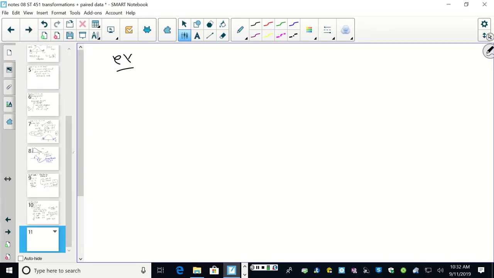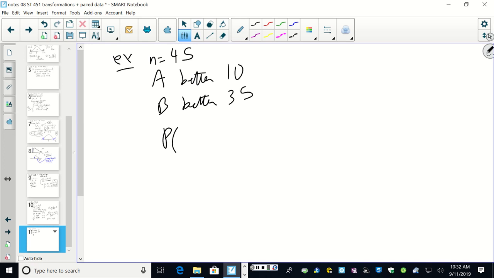So let's say we had 45, but A is better in only 10 cases, and B is better in 35 of them. What's the probability that 10 or fewer out of 45 occur such that A is better?